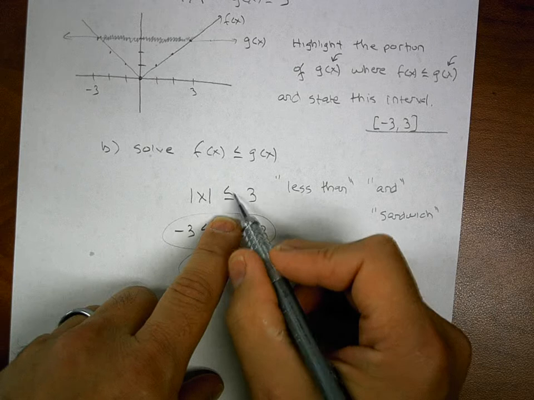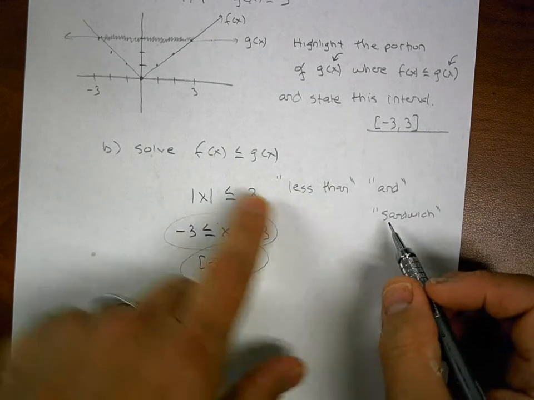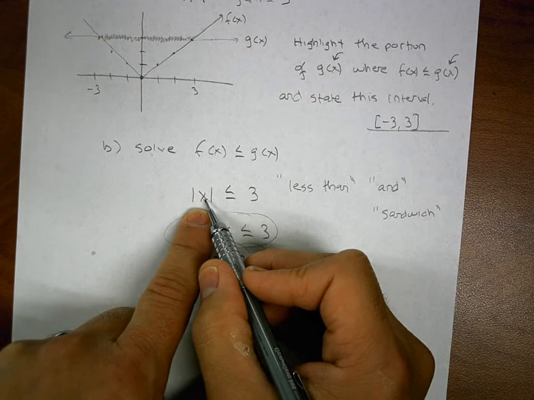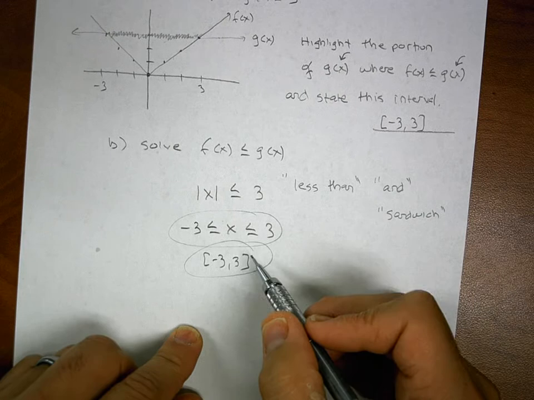Because if it's a greater, that's a different setup. All right. So if you read it from your variable's perspective, and it says this thing is less than, okay, sandwich it. And there's your answer.